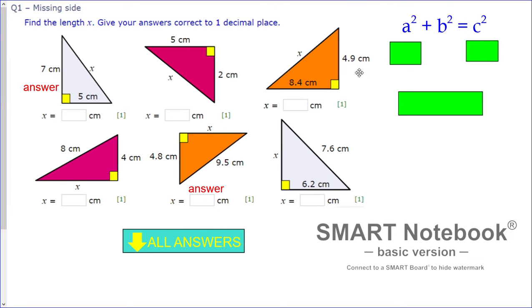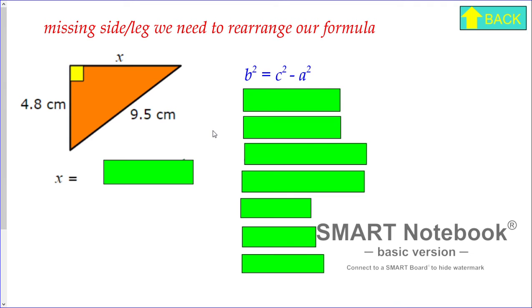The other one is when we have a missing leg or side. We have the hypotenuse. We're going to do this one here, and we need a missing leg. Let's have a look at that one. We rearranged the formula first, but we did that already. So we rearrange to get b squared equals c squared minus a squared, and we do the same process as before. But we have to keep in mind that c has to be the longest side, so c has to be 9.5. And a can be the other side.